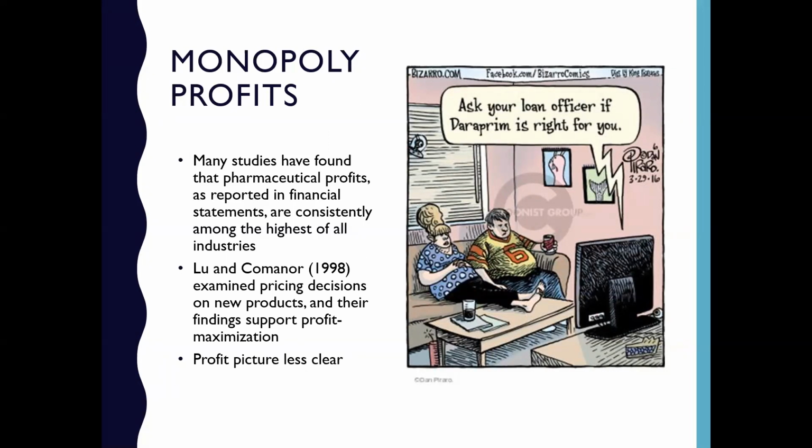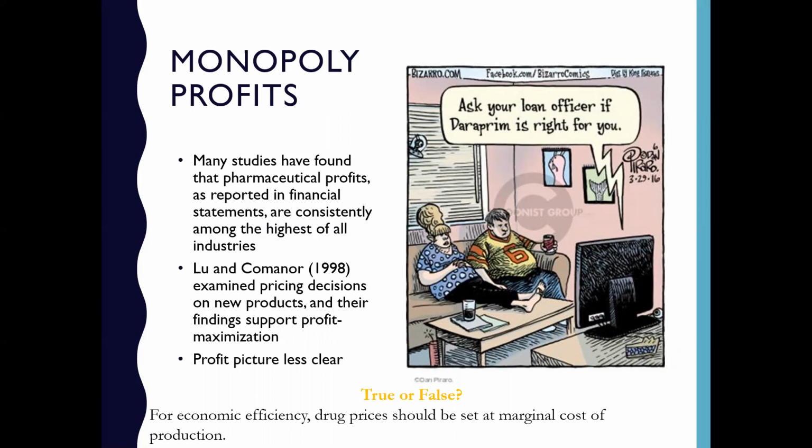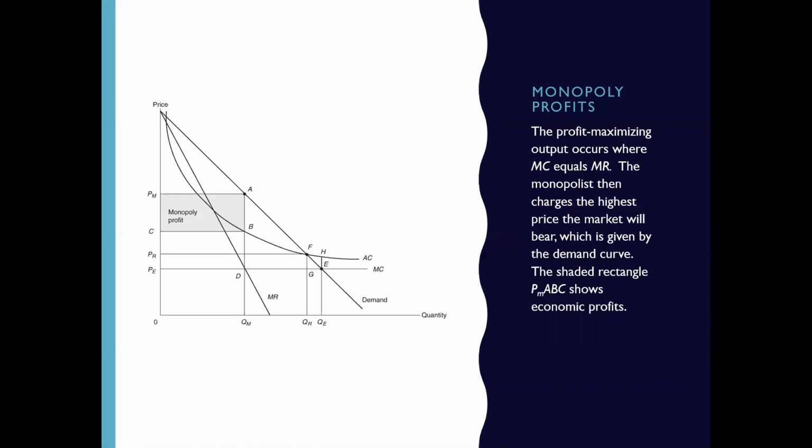So, how do companies price drugs? True or false? For economic efficiency, should drug prices be set at marginal cost of production? I guess that's a yes or no question, the way I phrased it, but think about that. So in order to think about that question, we have to return to our trusty monopoly profit model. And I think I'm actually going to do this with Excel.